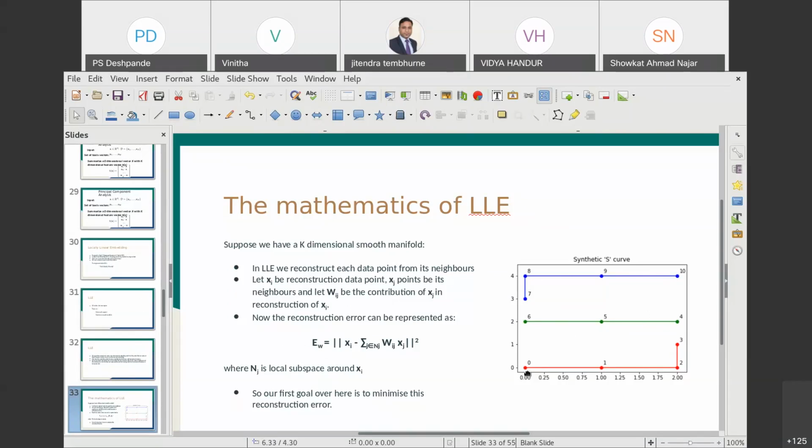Now, what is the distance between the point 0 and 10? In the Euclidean space, this distance is small. But on the manifold, this distance is very large, because if it starts from 0, then you go to 1, and so on. So in terms of the manifold, the distance between 0 and 10 is going to be very large. So that is the concept of manifold.